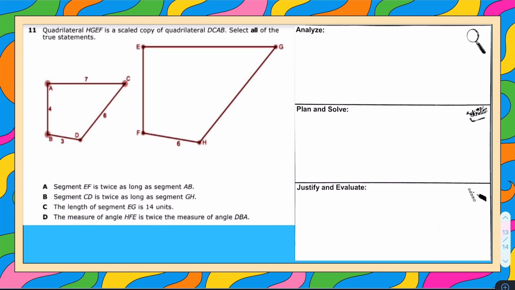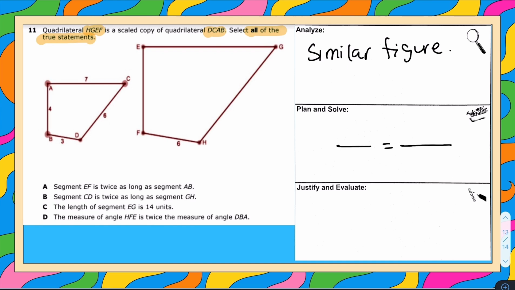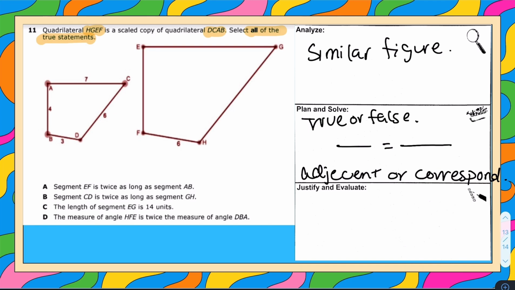Quadrilateral GHGEF is a scaled copy of quadrilateral DCAB. Select all of the true statements. So we know that this is a similar figure problem. So you know that you are going to be using proportions. You do adjacent or corresponding proportion. And this is just an easy true or false. And also multiple answers because of the word all.